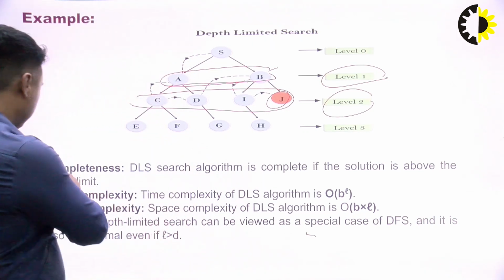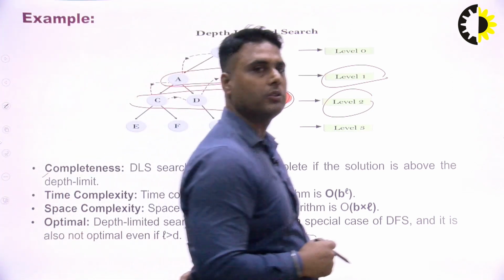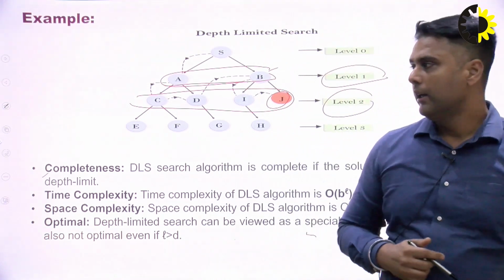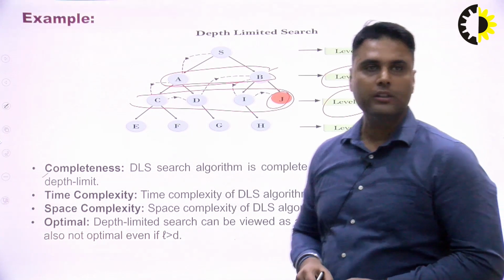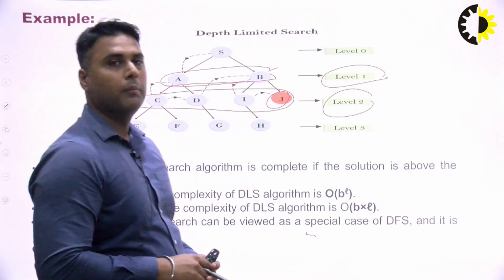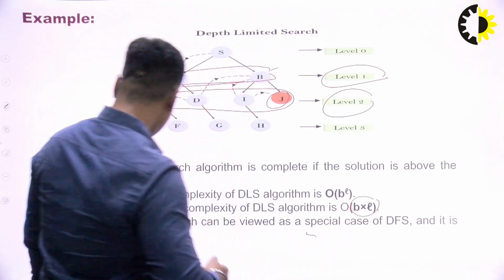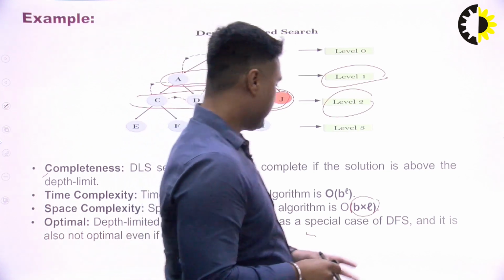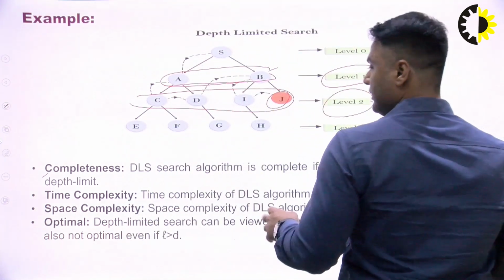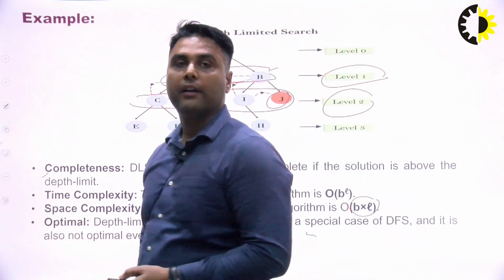Here are some points. Completeness: the DLS algorithm is complete if the solution is within the depth limit. Time complexity: the DLS algorithm is O(b^l), and the space complexity is O(b times l). Depth limited search can be viewed as a special case of DFS, and it is also not optimal even if l is greater than d.